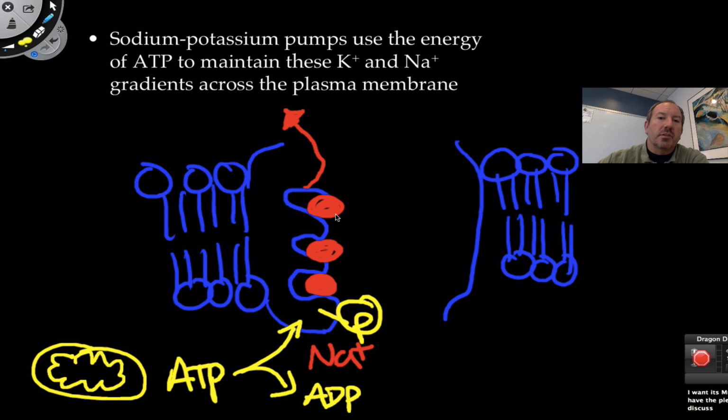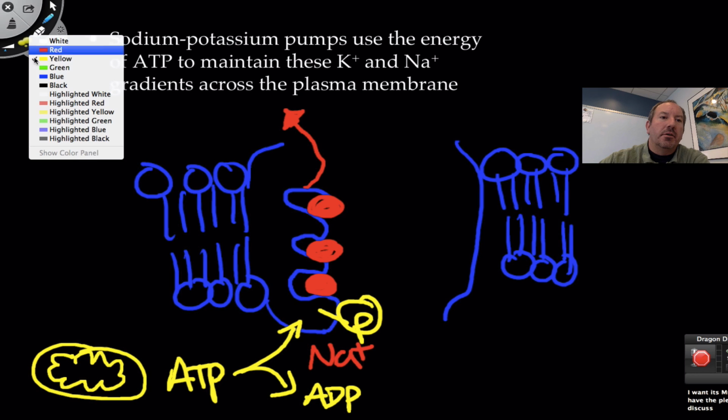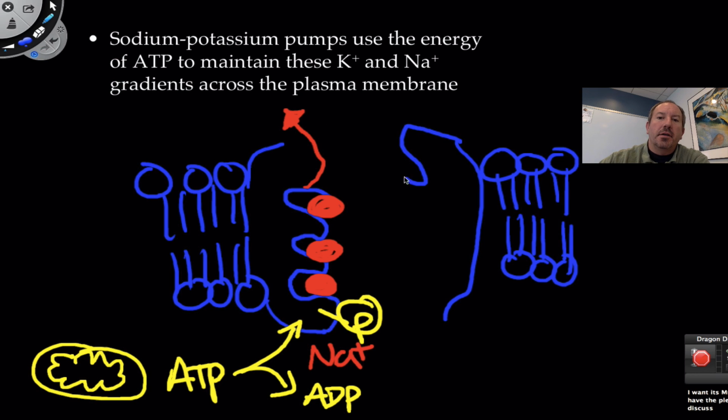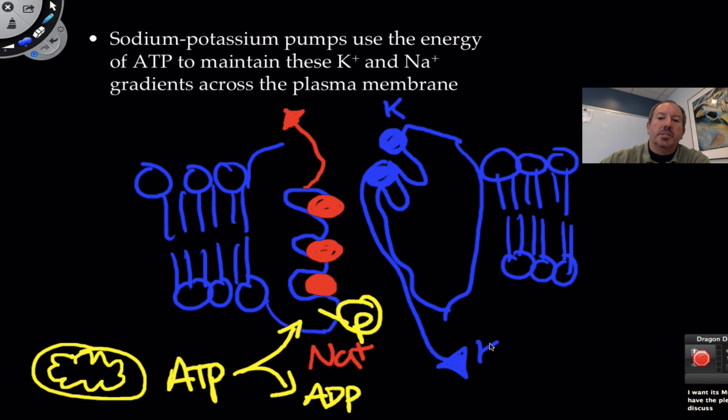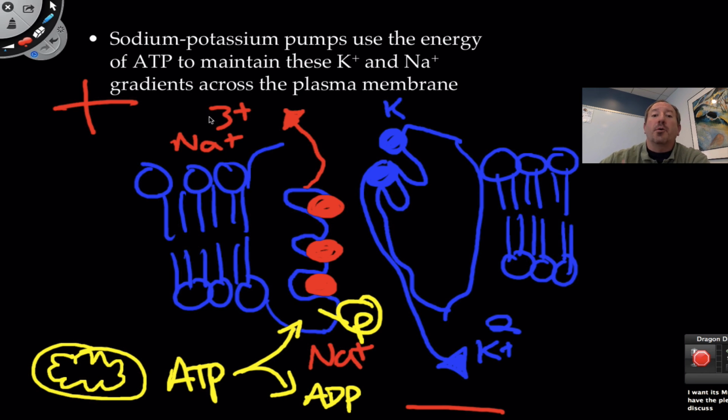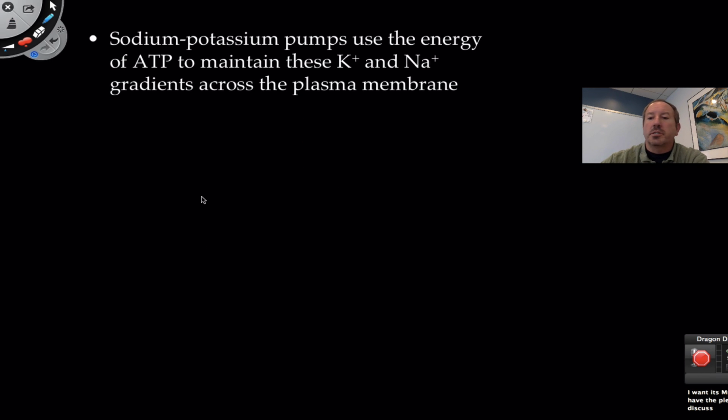When those sodiums reach the outside, it then will allow, over here, 2 potassiums, shown here, to then come back into the cell, like that. So 2 potassiums come into the cell, 3 sodiums exit the cell. And as a result, it's more positive on the outside and more negative on the inside, relatively speaking, proportionally.